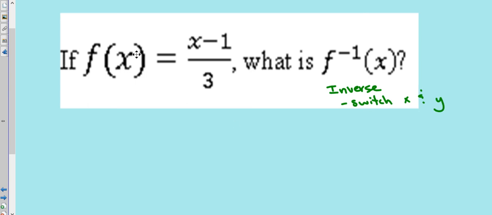I'm going to come over here. The f of x is the same thing as y. And so the first way I'll do this problem is by doing the algebra way, which is switching x and y, and then you solve for the y.